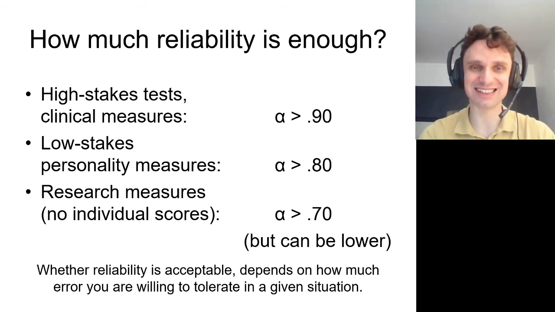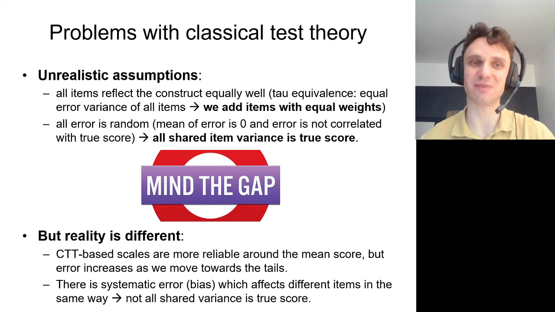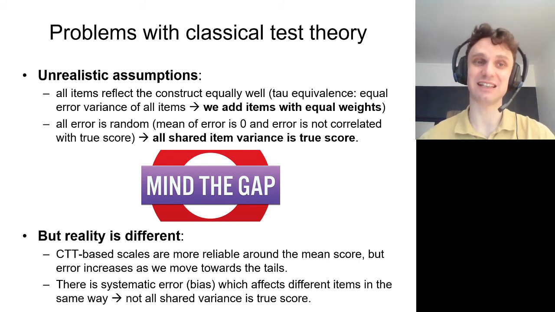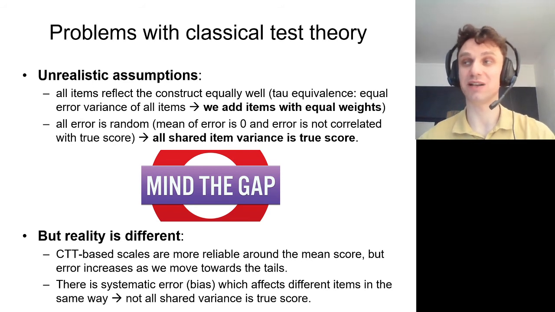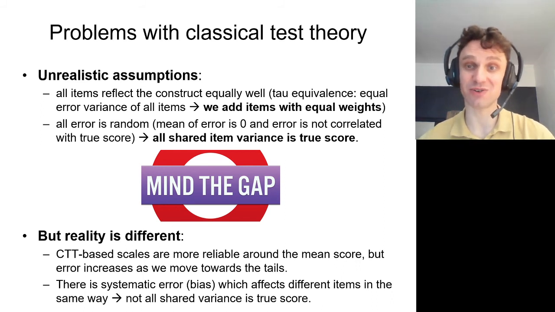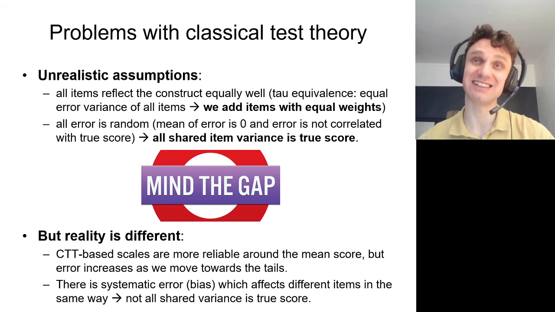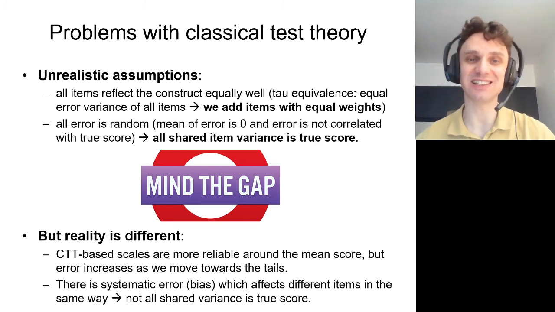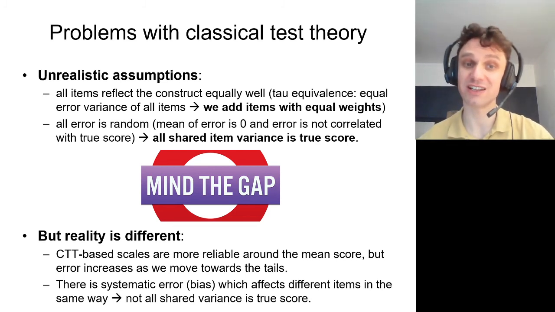So this was a little bit about classical test theory. It is still used in most cases to develop psychometric tests. Of course, people know that there are some problems with classical test theory. It makes some unrealistic assumptions, that each question reflects the construct equally well. So when we just add up answers to different questions, we end up with a score that maybe is slightly less precise than it would be if we took into account how well each question reflects the construct. And also it assumes that all error is random, which is not always the case.